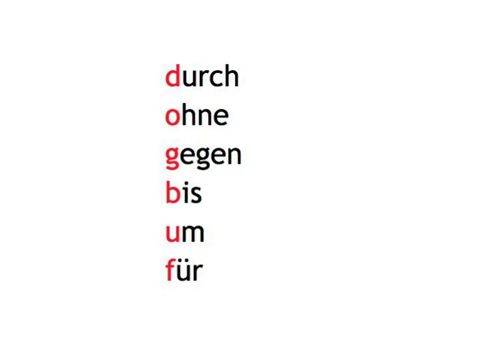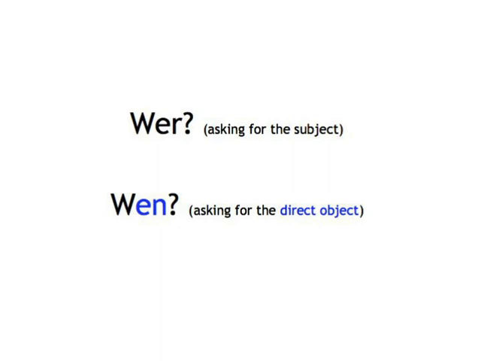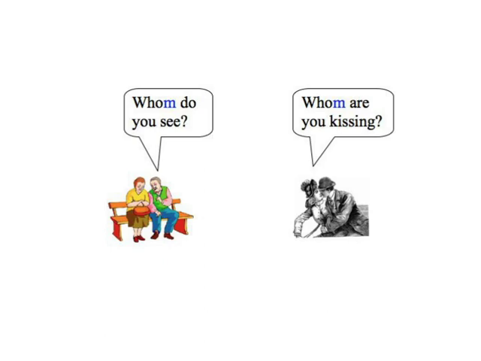Well, there is one more little thing. The question word wer, who, changes to wen. So if we ask about who is on the receiving end of the action, as in who do you see or who are you kissing, the question word is not wer but wen, with the usual accusative N ending. You can use this in English too. You say in formal speech, whom do you see? Whom are you kissing? You is the subject because you're doing the kissing. Who's at the receiving end of this action? Well, we don't know, so we're asking, who or whom?